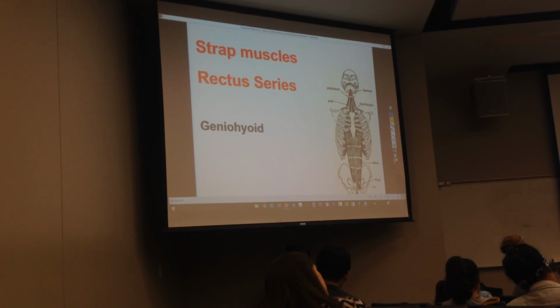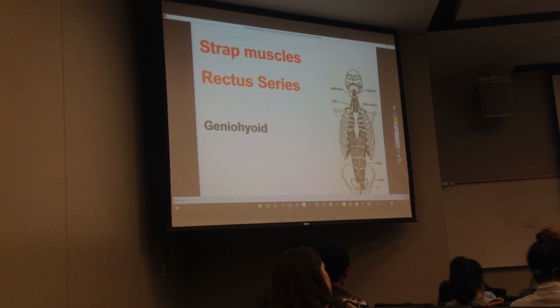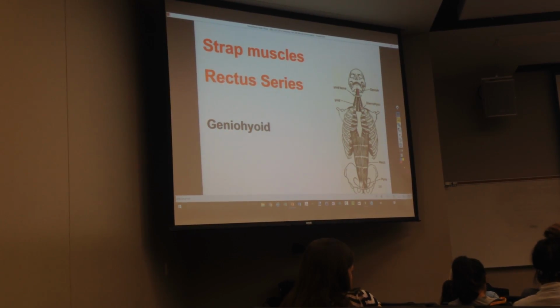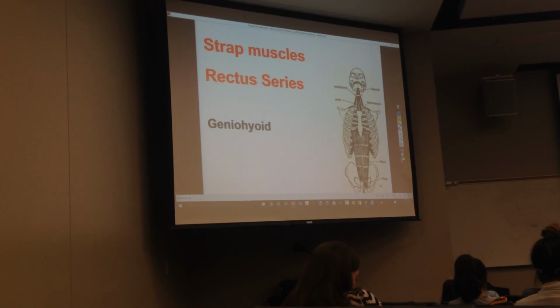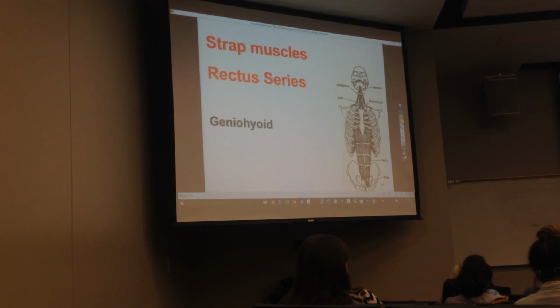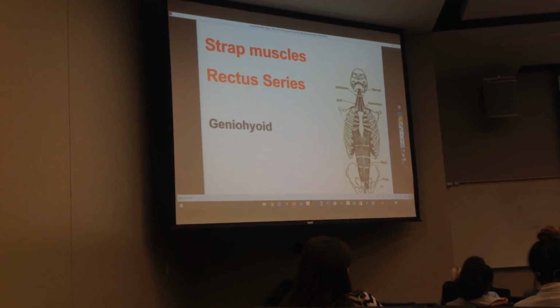More strap muscles. This is the one I told you we're going to talk about. Geniohyoid, from your chin down to your hyoid. This is all just part of these series of strap muscles. If it's a series of repeating straps, are they related to each other? Yeah. They're all homologs. So rectus abdominis, homolog of it is the geniohyoid.